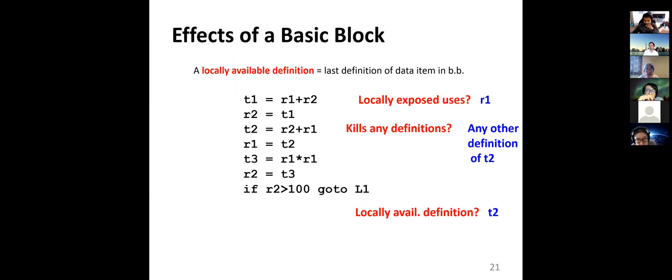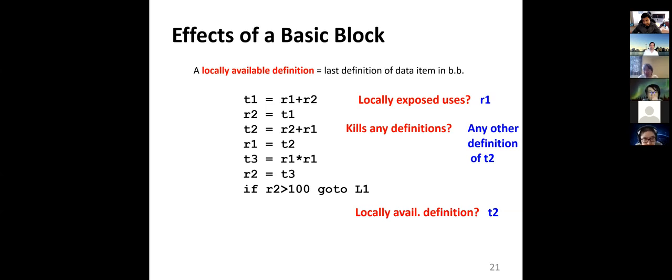Do we have T2? That's one example, right? That's a locally available definition, T2. So it's available at the end of this block because it was not redefined. It's not the only one, but it's one example of it, okay? This is the way we'll look at the effects of the basic block.